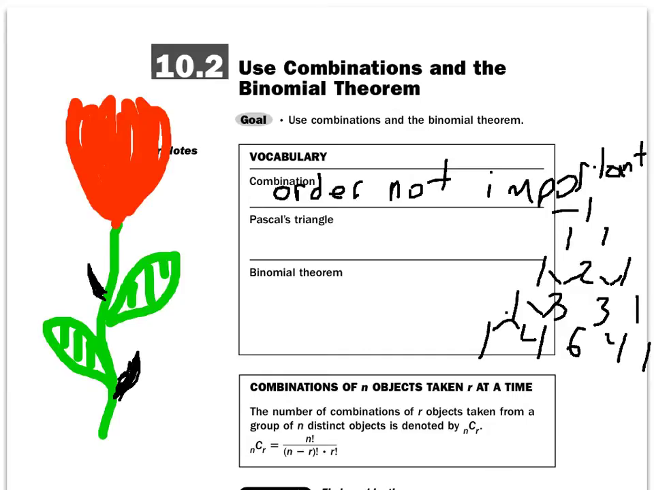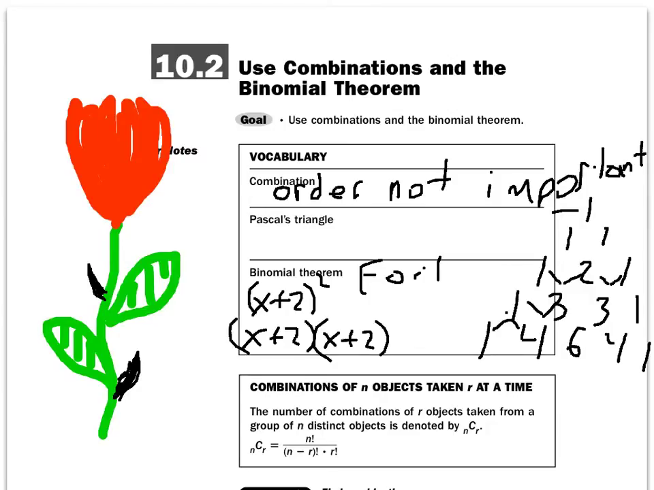And then the binomial theorem is... You know, currently we know FOIL. So if we have something like x plus 2 squared, we could all say, oh, that's x plus 2 times x plus 2. Well, what if instead it was x plus 2 to the 8th power? What would we do with that? Well, that would be x plus 2 times x plus 2 times x plus 2 times x plus 2, 8 of them. We're gonna talk about how to do that and how exactly that whole thing works.